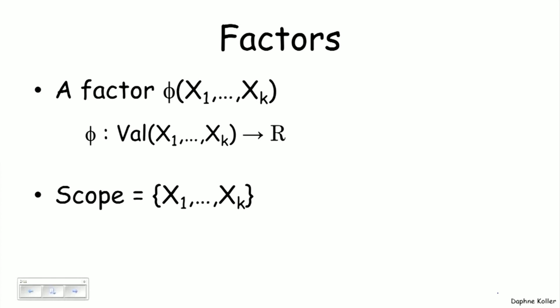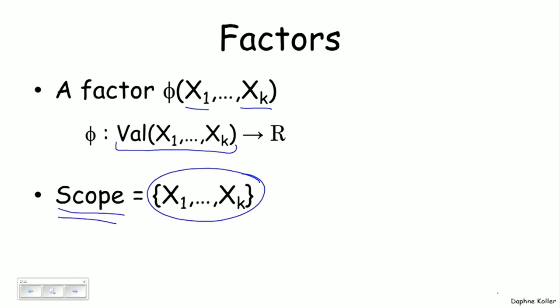It takes a bunch of arguments, in this case a set of random variables, x1 up to xk, and just like any function, it gives us a value for every assignment to those random variables. So it takes all possible assignments in the cross-product space of x1 up to xk, that is, all possible combinations of assignments, and gives me a real value for each such combination. The set of variables x1 up to xk is called the scope of the factor. That is, it's the set of arguments that the factor takes.